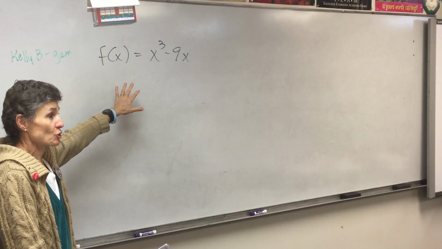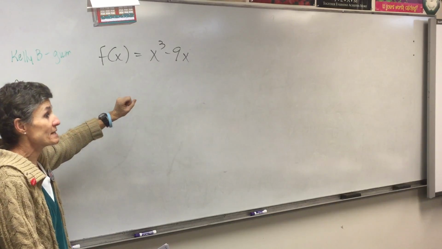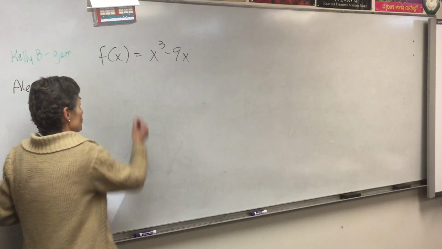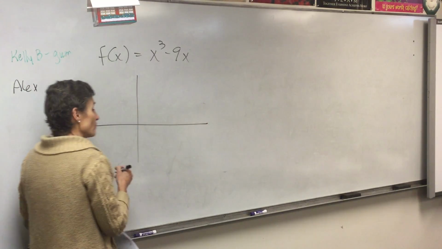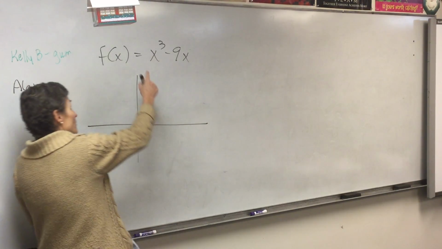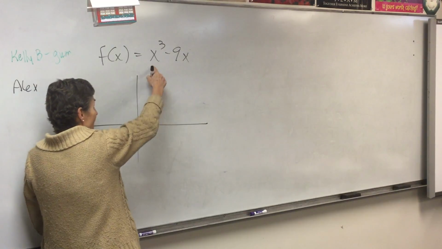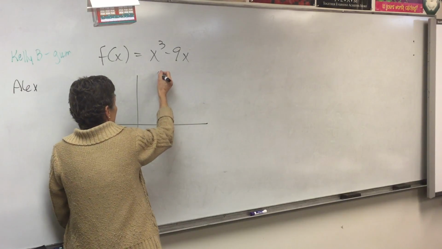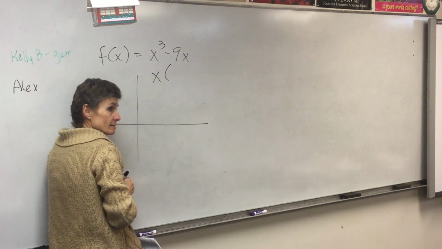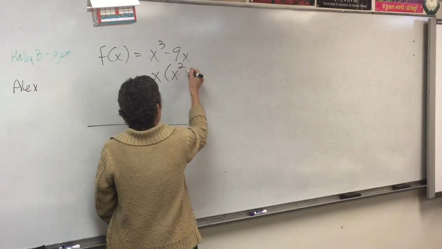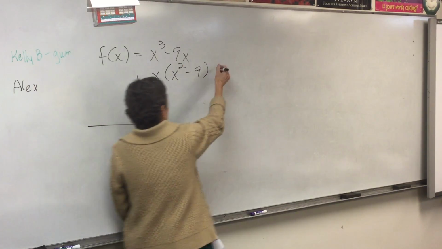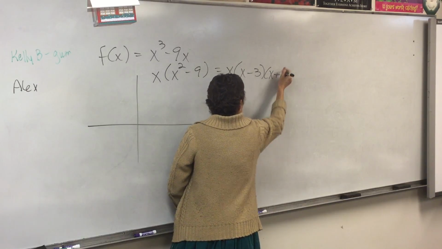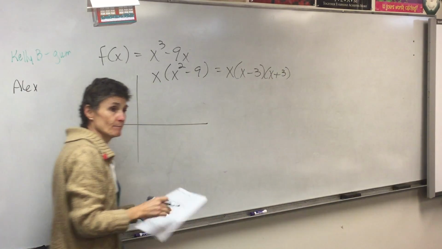This is what we're going to sketch this one. It's a cube, which means it's going to start down and end up. However, we can't do that part until we figure out where the dots go. So to figure out where the dots go, we're going to factor that. So what can we do to factor that? We can take out an x, and we're left with x squared minus 9, which factors into x minus 3, x plus 3, right?